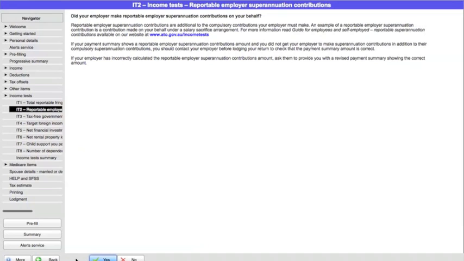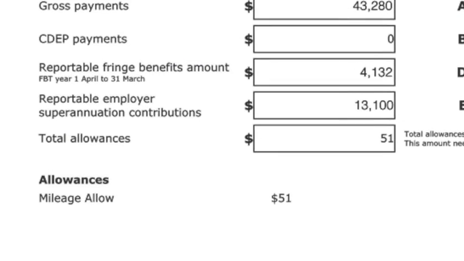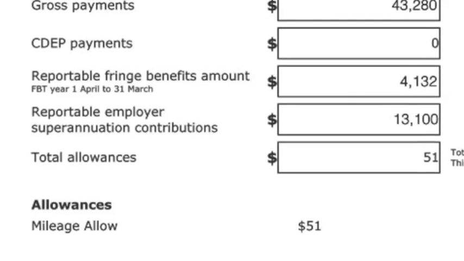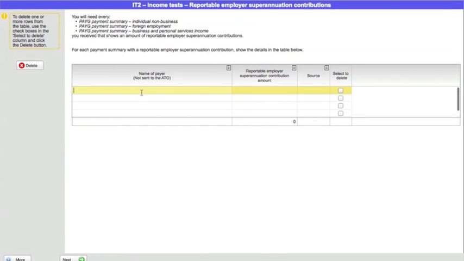Generally, reportable employer super contributions appear in your payment summary where you have entered into a salary sacrifice arrangement with your employer, who then makes additional super contributions on your behalf. According to our payment summary, we received reportable employer super contributions, so let's select Yes. We can enter the name of our employer in the first column, and then the reportable amount of $13,100 in the next column. That's all we need to enter here, so let's move on.